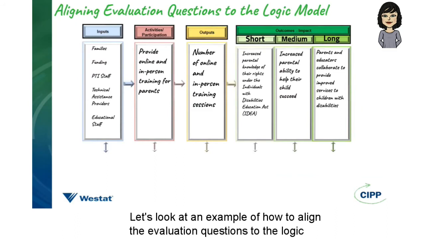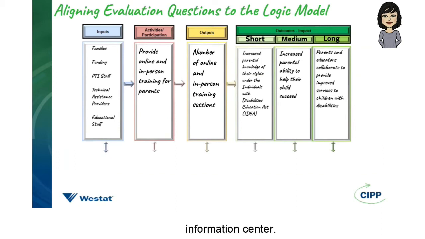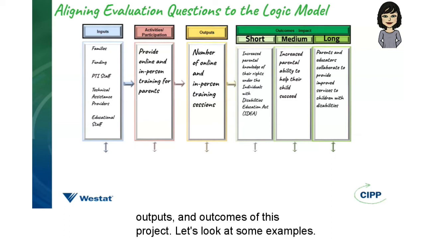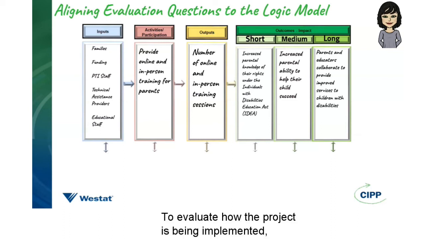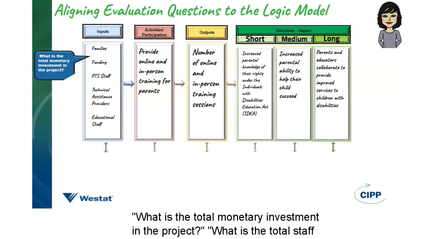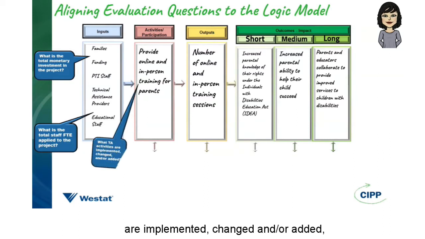Let's look at an example of how to align the evaluation questions to the logic model. This example shows a portion of the logic model for a parent training and information center. Consider the questions you might ask to evaluate the inputs, activities, outputs, and outcomes of this project. Let's look at some examples. To evaluate how the project is being implemented, evaluation questions about the inputs and activities may include: what is the total monetary investment in the project? What is the total staff FTE applied to the project? What technical assistance activities are implemented, changed, and/or added?